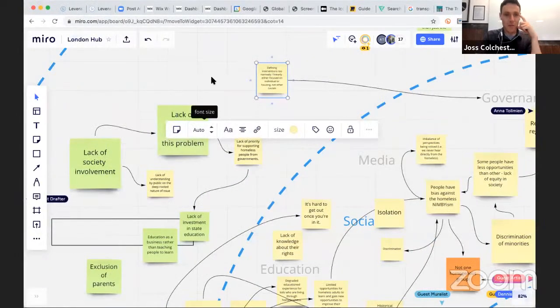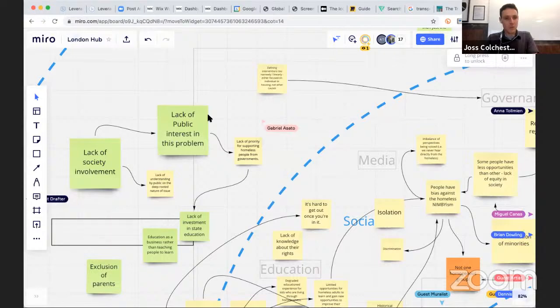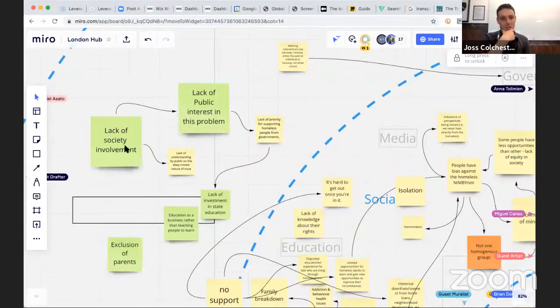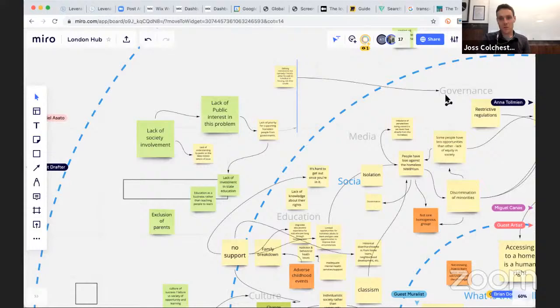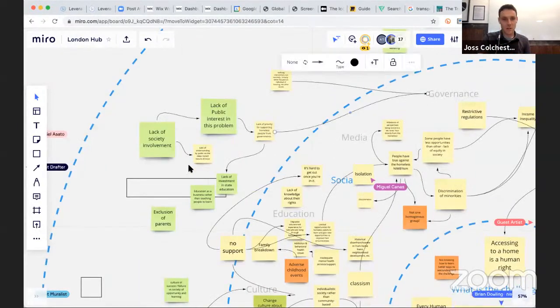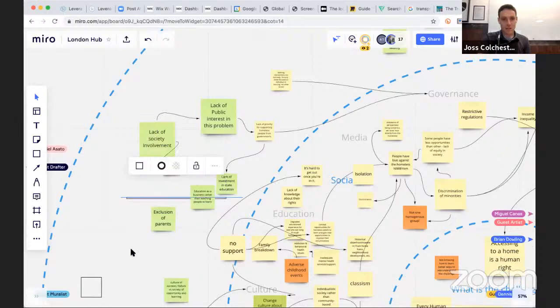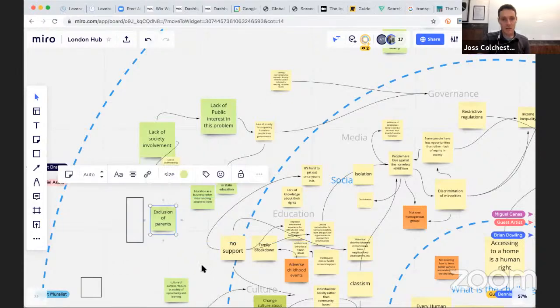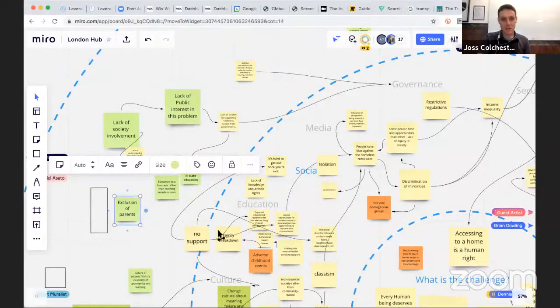So lack of public interest in this problem, media and awareness around it, lack of societal involvement, lack of priority for supporting homeless people from government. Yeah, so that's going over to government also. Lack of understanding by the public on the deep-rooted nature of the issue. Yes, this is going down to cultural, psychological things. Lack of parents. Yes, we've got family breakdown here and no support. It's obviously feeding into that.